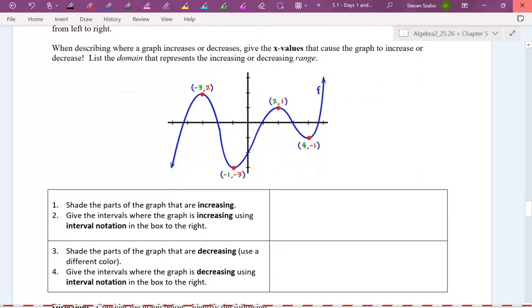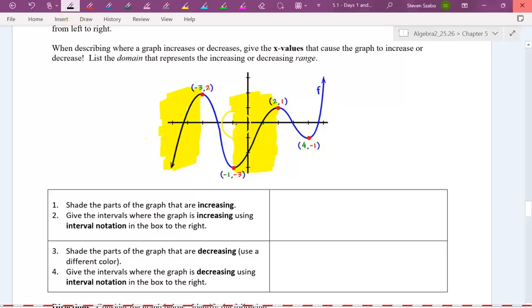If I were to ask you to first shade the graph where it is increasing, what would that look like? Well, these are the two sections that I've highlighted that the graph is increasing. It is moving from left to right. The graph is moving up. The y values are getting bigger as the x values are getting bigger. And when it asks to give the intervals, it's listing the domain. We're going to do this in interval notation.